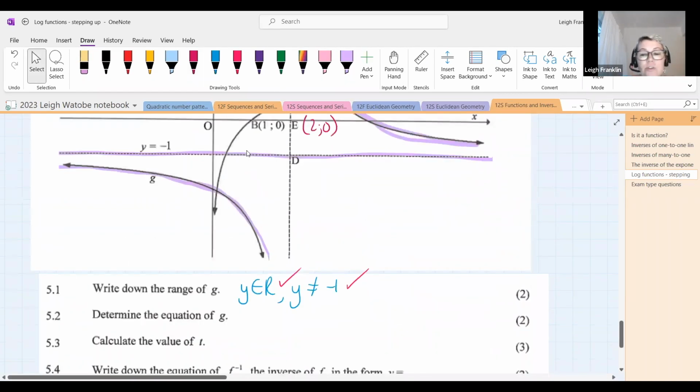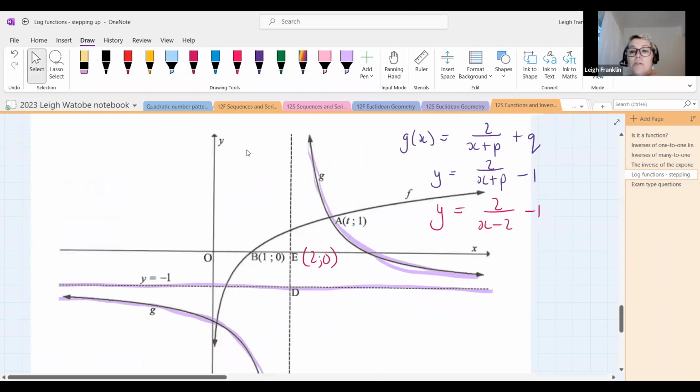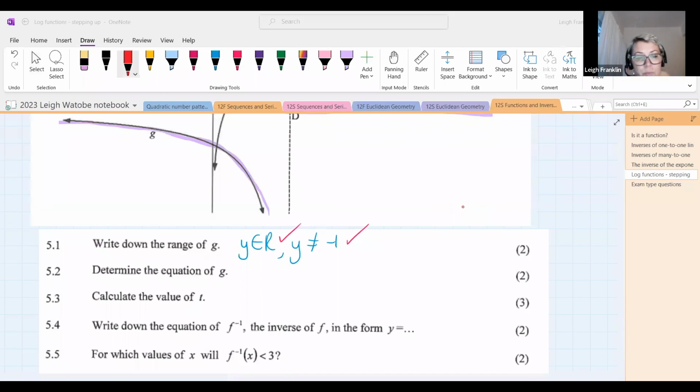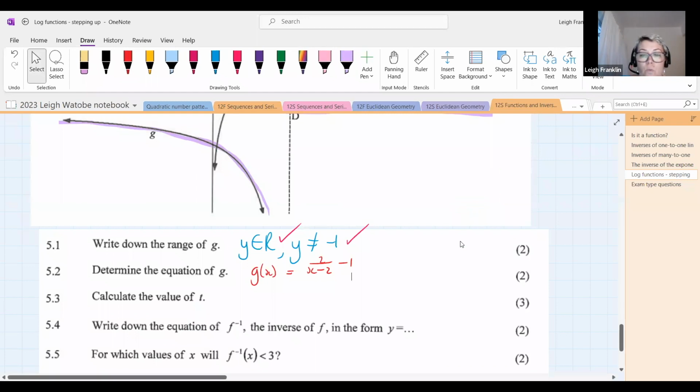So the equation of G for 2 marks: 1 mark on the -1 and 1 mark on the -2. Good job. Well done, everybody. That was perfect. Let's go and have a look at the next question. So we'll just put it over here. G of X is equal to 2 over X minus 2 because it's been shifted 2 units to the right, minus 1 because it's been shifted 1 unit down.